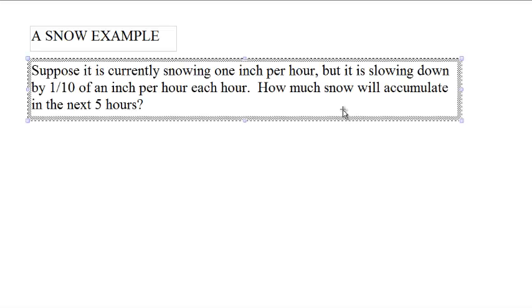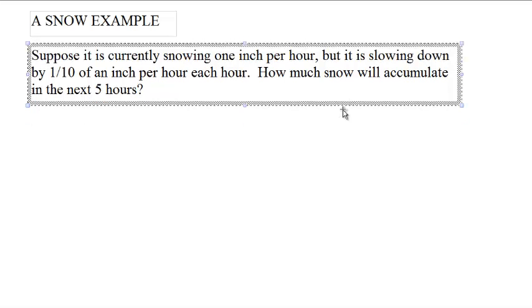Okay, one more example, and hopefully an easy one, a snow example. Suppose it is currently snowing 1 inch an hour, but it's slowing down by 1/10 of an inch an hour each hour. How much snow will accumulate in the next 5 hours? So what have we got?